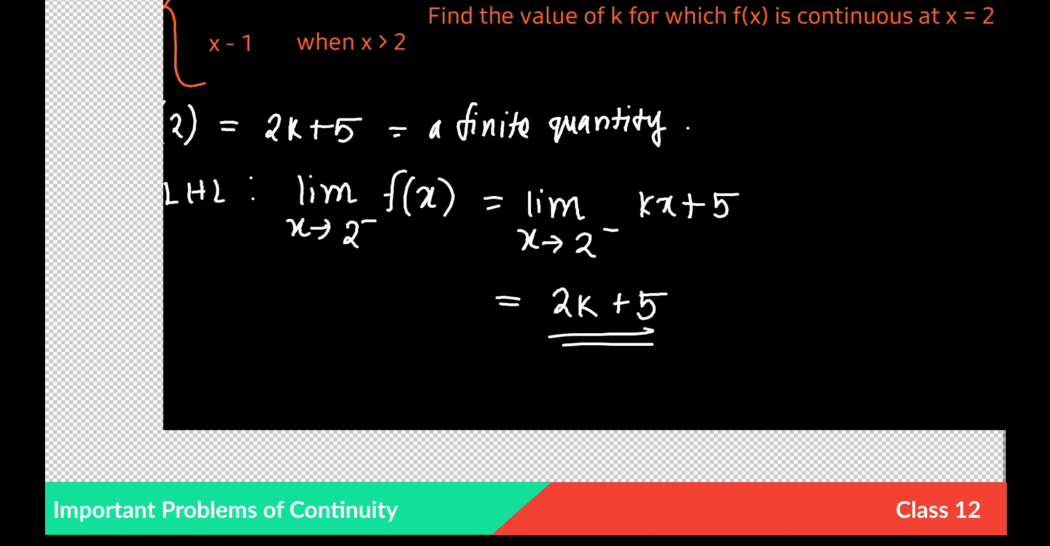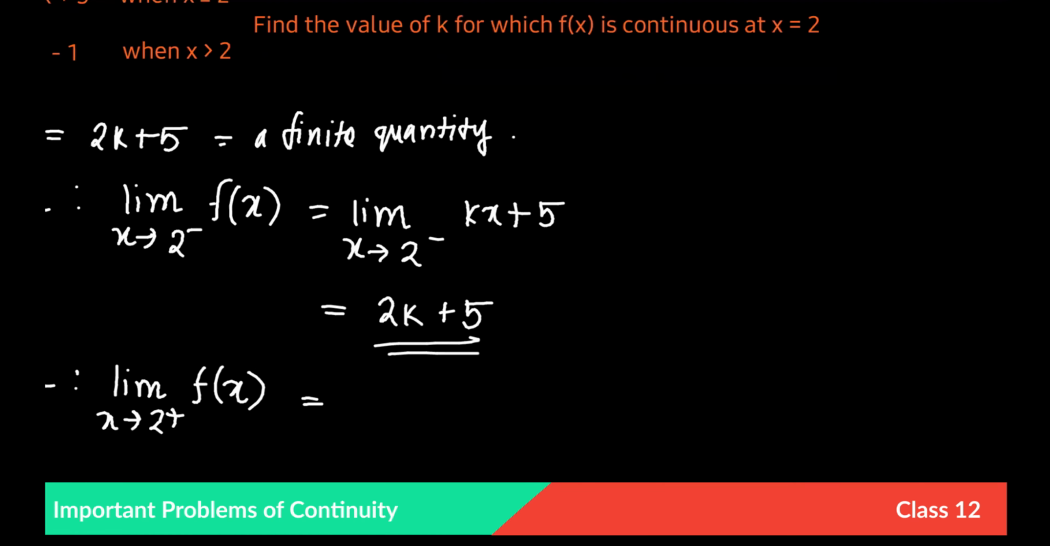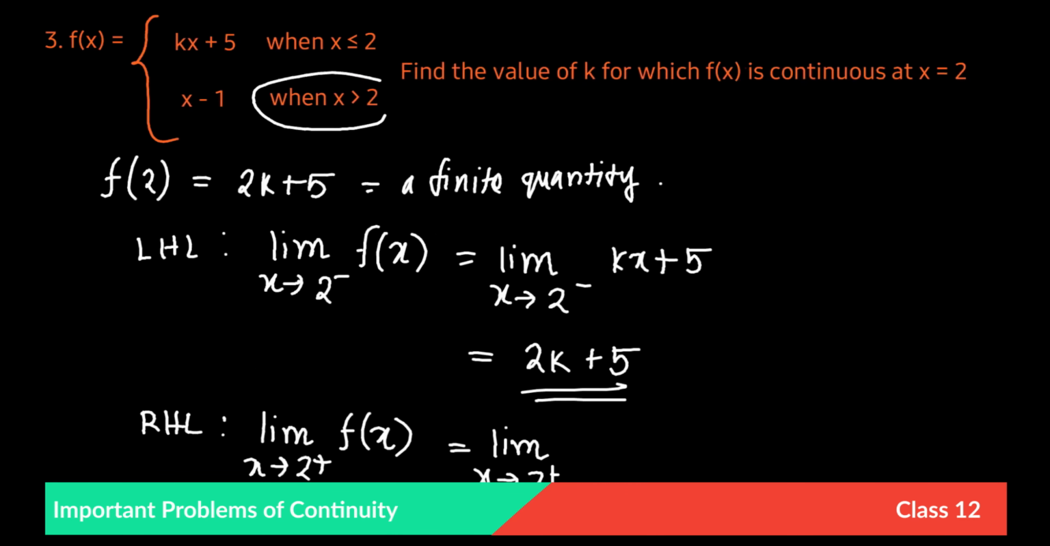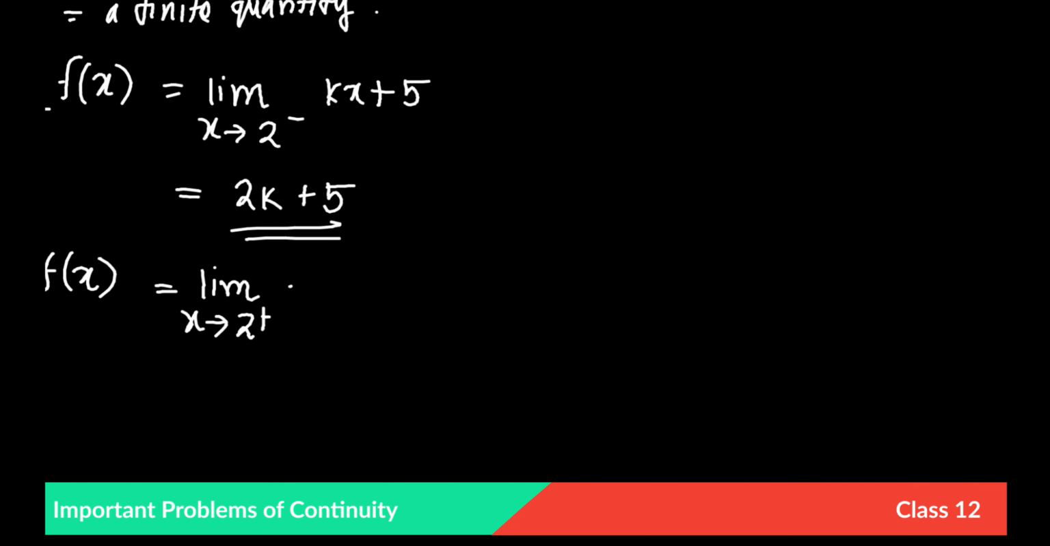Okay. Now we take the RHL. It is limit x tends to 2 plus of f(x). That is limit x tends to 2 plus. When it is 2 plus, it is greater than 2. That means x minus 1. So it is x minus 1. So it is actually 1.